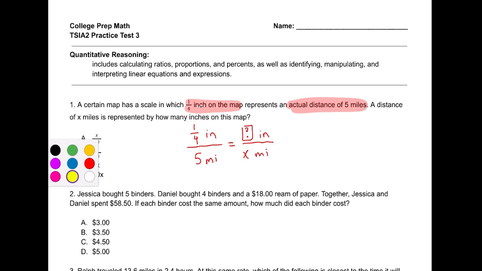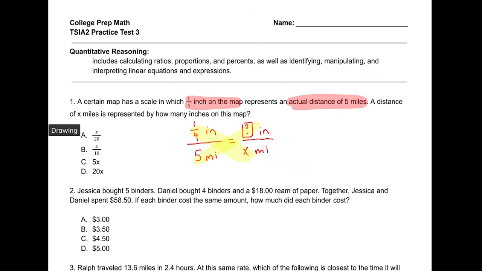The way we're actually going to solve this is by using the cross products property and cross multiplying the numerators and denominators of this proportion. So we'll multiply 1/4 times X and 5 times that question mark. So 5 times that unknown number of inches is equal to 1/4 times X. And then to solve this equation for the question mark, which is what we're trying to isolate here, we'll divide both sides by 5.